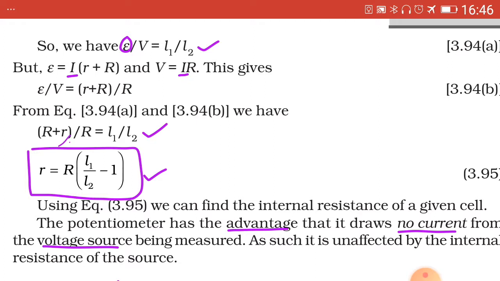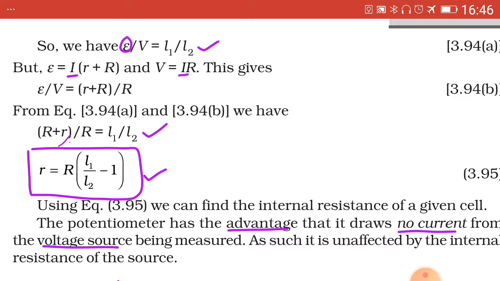This is one of the uses of potentiometer, and the second use is: hence potentiometer measures the terminal voltage of a cell as well as the EMF of a cell under open circuit condition, that is when I equals 0.